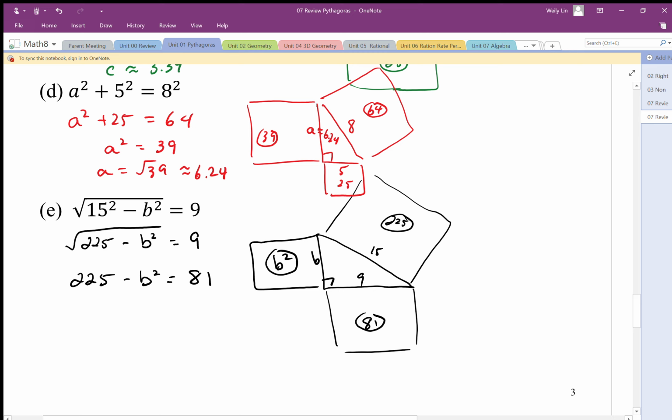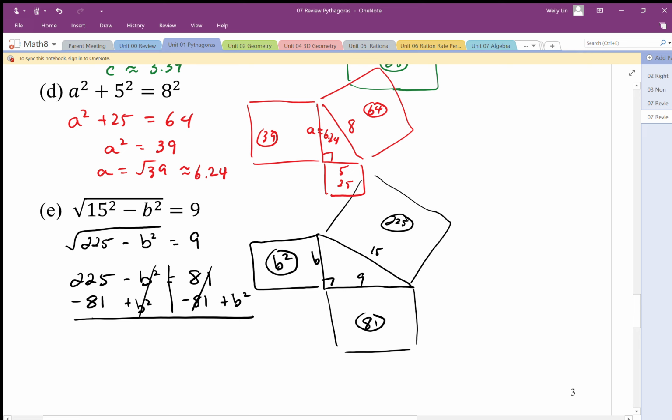These circled bits are areas. I want to get B squared, so I have to subtract these two areas. So 225 minus 81. Algebraically it looks like this. I'm going to add B squared to both sides, and I'm going to subtract 81 from both sides. So minus 81, minus 81. I've kept this equation balanced. The right side and the left side are balanced. These cancel out, and notice that I end up with 225 minus 81 here.